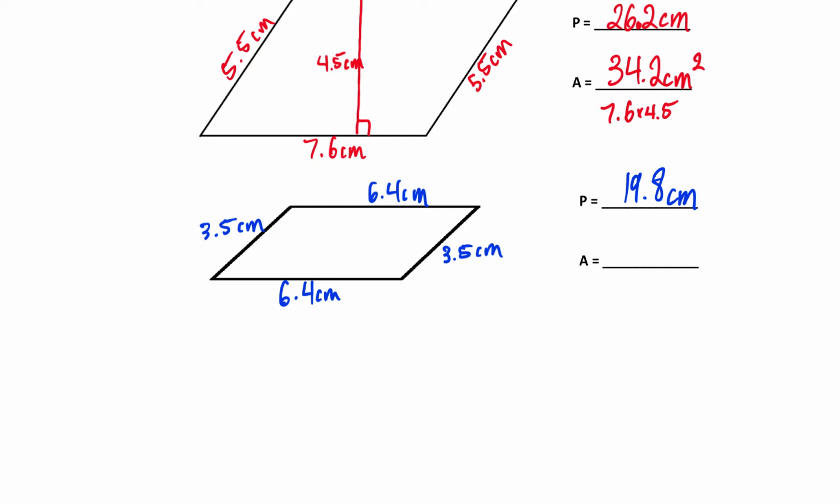All right, and now for the height, I need that for the area. I'm going to measure straight up and down. And what is that? Yep, about 2.3. So the base is 6.4, the height is 2.3.